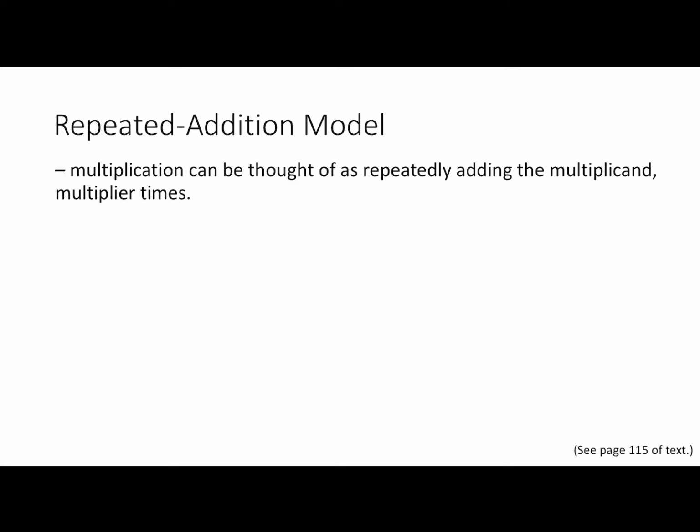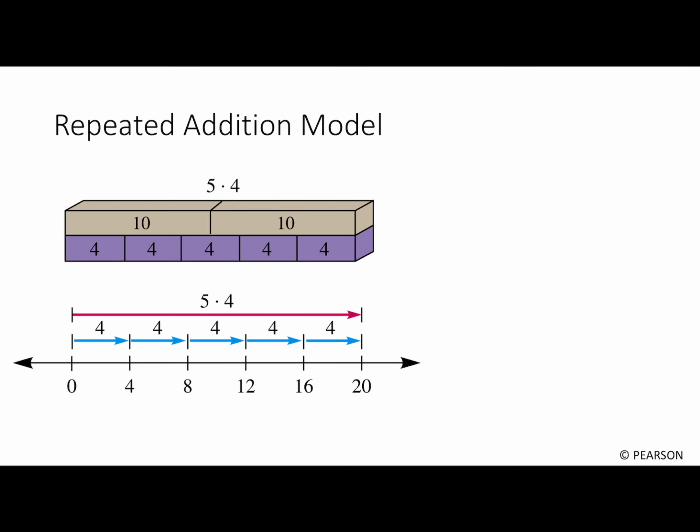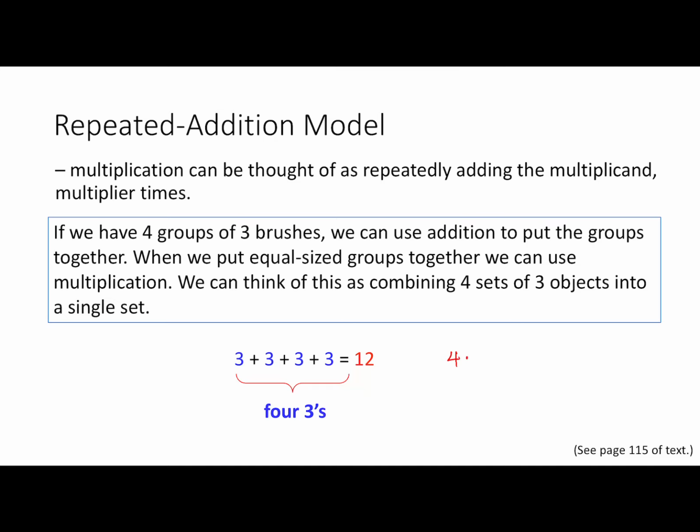multiplying small numbers. So repeated addition model, we're going to think of multiplication as repeatedly adding the multiplicand multiplier times. So if I wanted to do 4 groups of 3 brushes, I could use addition to put my 4 groups together. So I can think of this as combining 4 sets of 3 objects into a single set. And so I'm going to add those 4 threes. So I'm going to add 3 4 times to get 12. And so that tells me that, 4 times 3 is equal to 12.